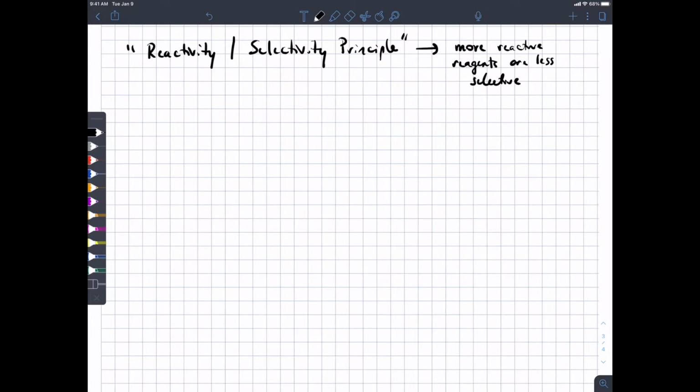What's an example of the reactivity selectivity principle? Well, consider radical alkane halogenation, and consider the following substrate, which has tertiary, primary, and secondary carbons. Radical halogenation, just in terms of the mechanism, proceeds via the following type of mechanism. You've got first hydrogen abstraction to give a radical intermediate, and then that radical intermediate reacts with another halogen to give you the product.